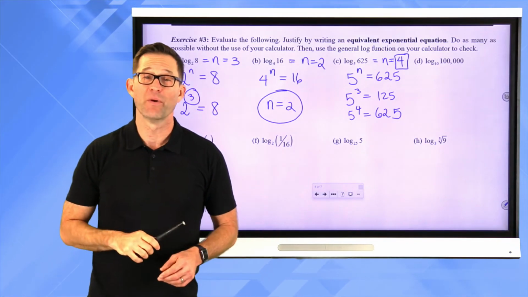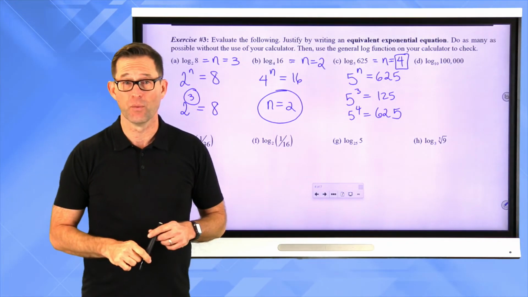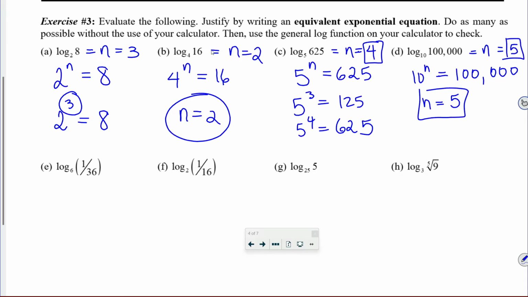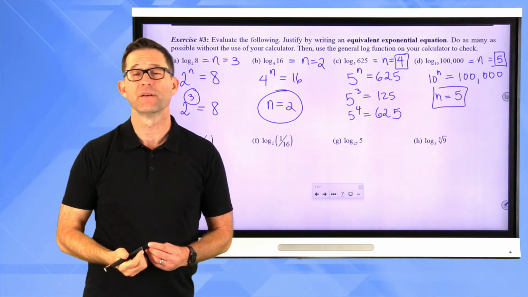I'm very much hoping, though, that you're able to do letter D without the calculator, right? It looks beastly. The log base 10 of 100,000, right? 10 to what power equals 100,000? Well, that should be simple because all you have to do is count the zeros, right? So n in this case is equal to 5. Because 10 to the fifth is 100,000, then log base 10 of 100,000 is equal to 5.